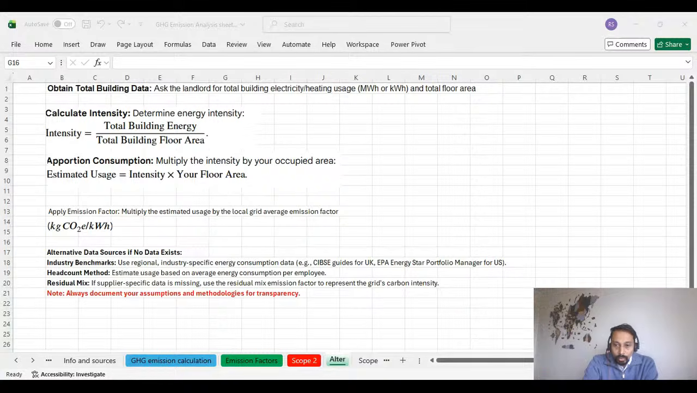So let's continue again with scope 2. So these are the alternative methodologies. I will reshare the link once I finish this Excel calculation, and based on that you can go through that stuff.